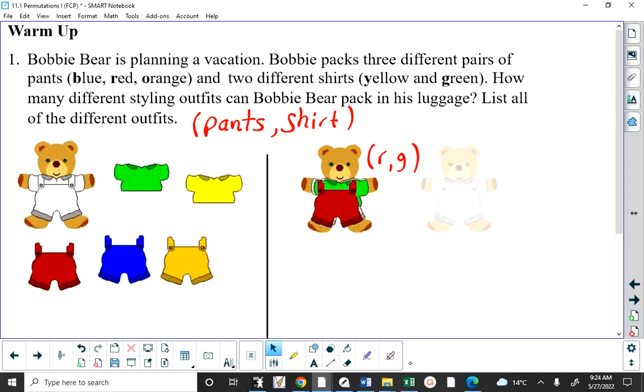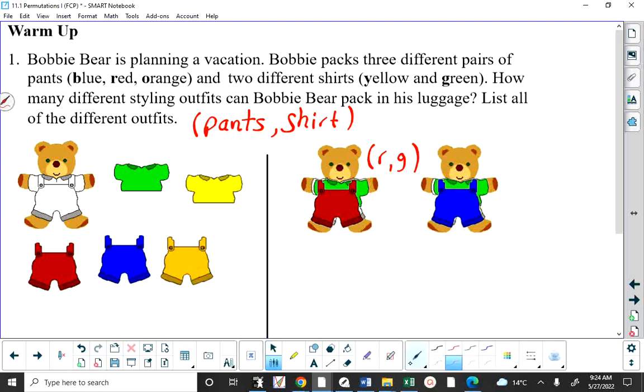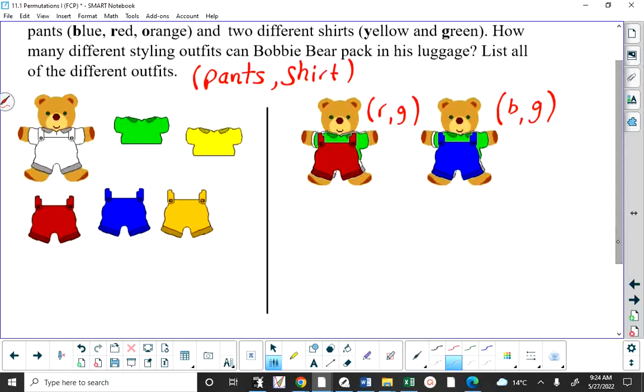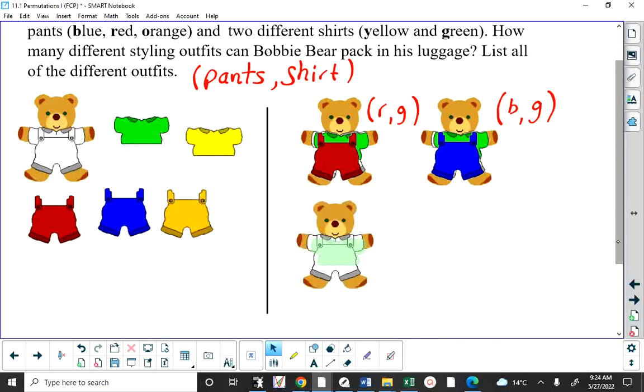Bobby Bear really likes that green shirt. So on the second day of his vacation, he can wear the green shirt with the blue pants. So he's got blue pants and the green shirt. He can continue to wear that green shirt because he has a third pair of pants.